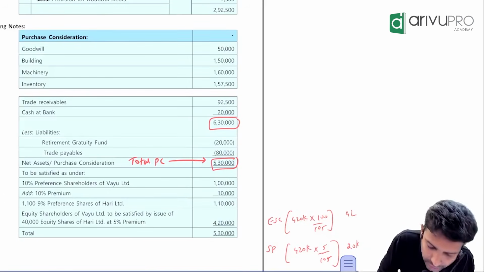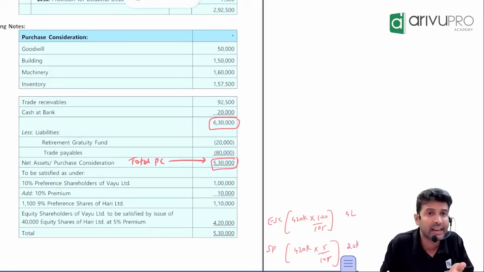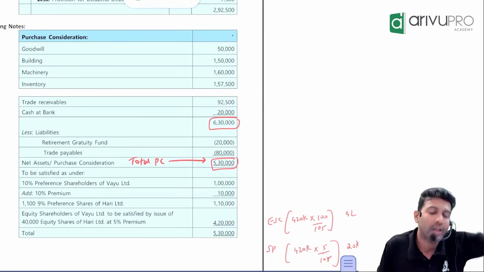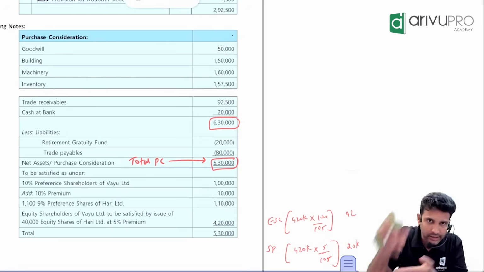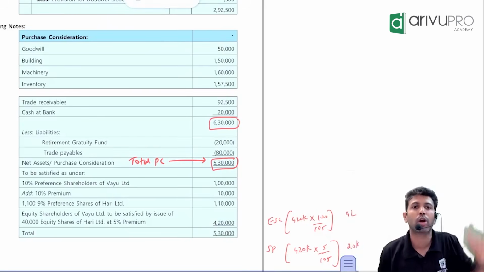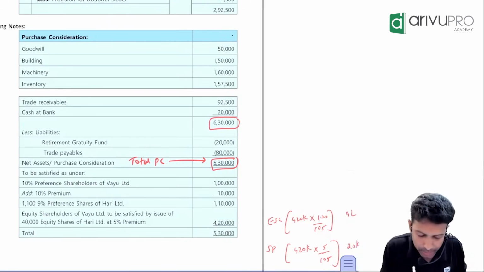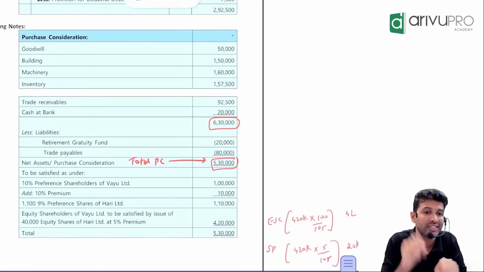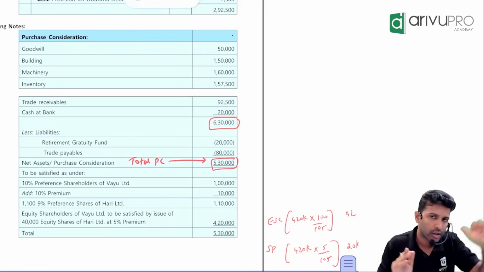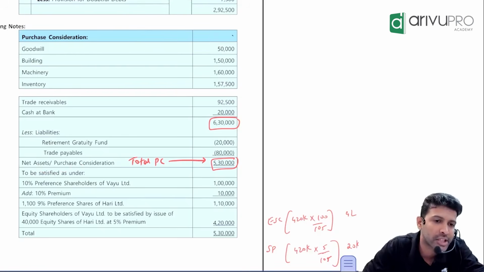But goodwill is already there, no sir. This goodwill, did we calculate it or was it given to us? This was given to us. Other than this, no extra goodwill or extra capital reserve will come into the picture, because PC and net assets are the same in this particular question. That working is over. Correct?